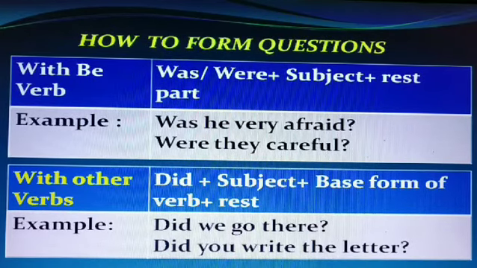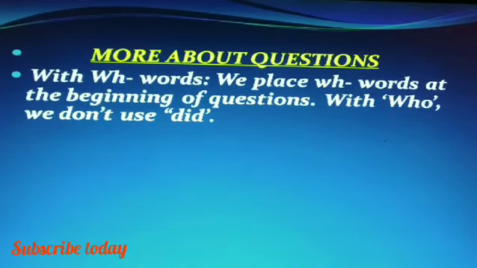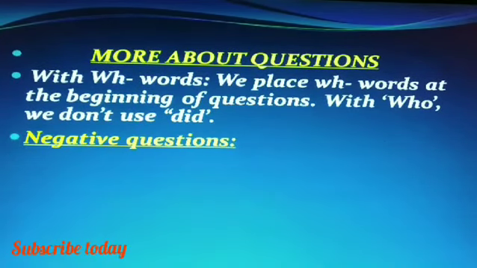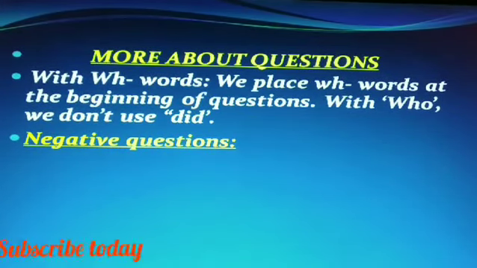With WH words, we can also form questions. With WH words, we place WH words at the beginning of the questions. Always. It is quite easy. WH words are those words: which, whom, when, who. But with who, we must remember that we do not use did. We just say, who did this? Who did that? Who walked to the temple? Who made the mistake? We do not use any did, but with other WH words, we always have to use did if the verb is not a be verb.